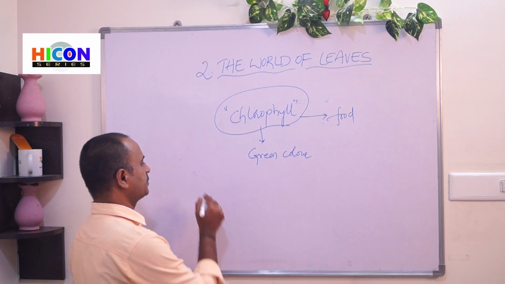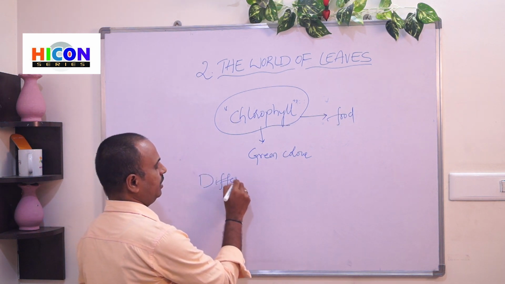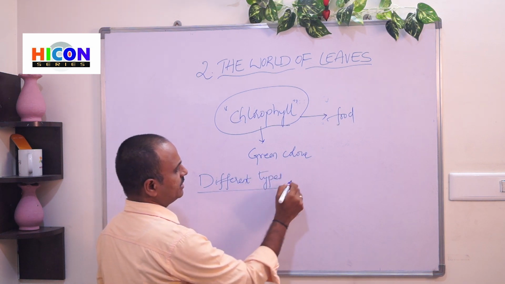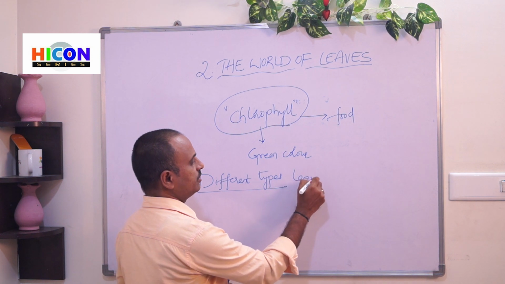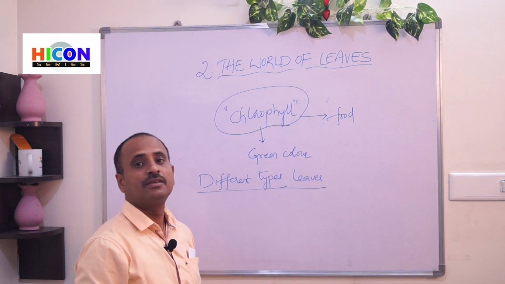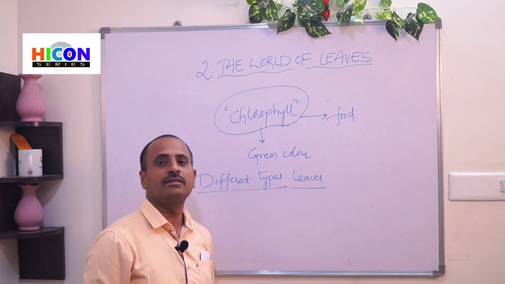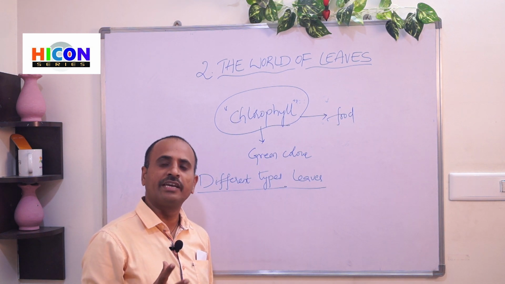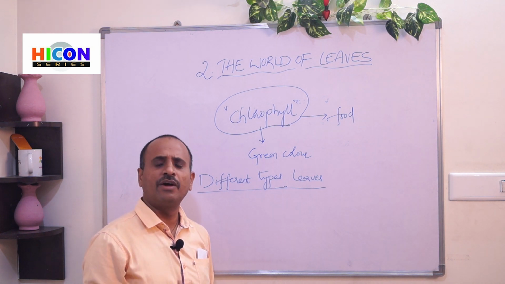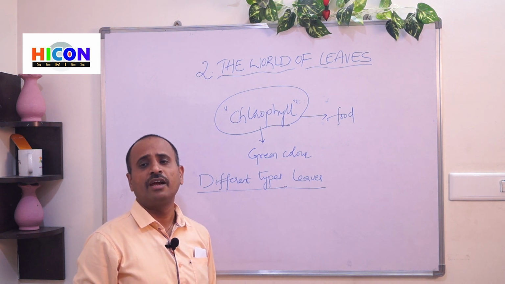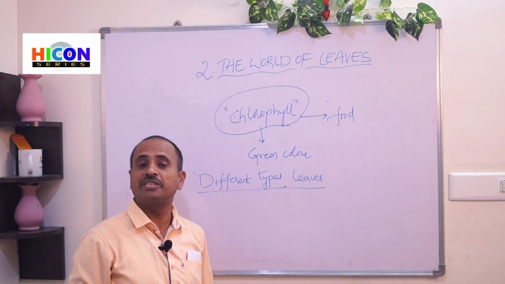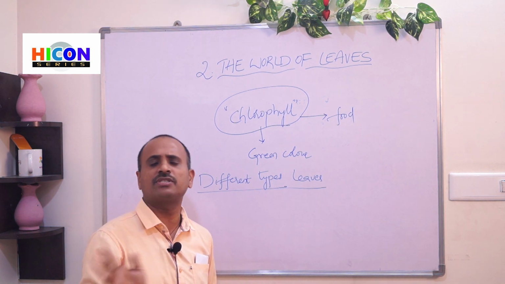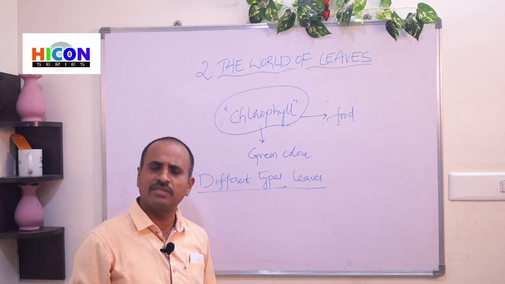Next, different types of leaves. So what are different types of leaves? Children, we have discussed in the previous chapter that there are different types of plants. The plants which grow in the desert, the plants which grow in marshy areas, the plants which grow in hilly areas. This way we have discussed different types of plants. And all the plants do not have the same type of leaves. You are observing different types of plants in your surroundings, and do all the plants have the same type of leaves?